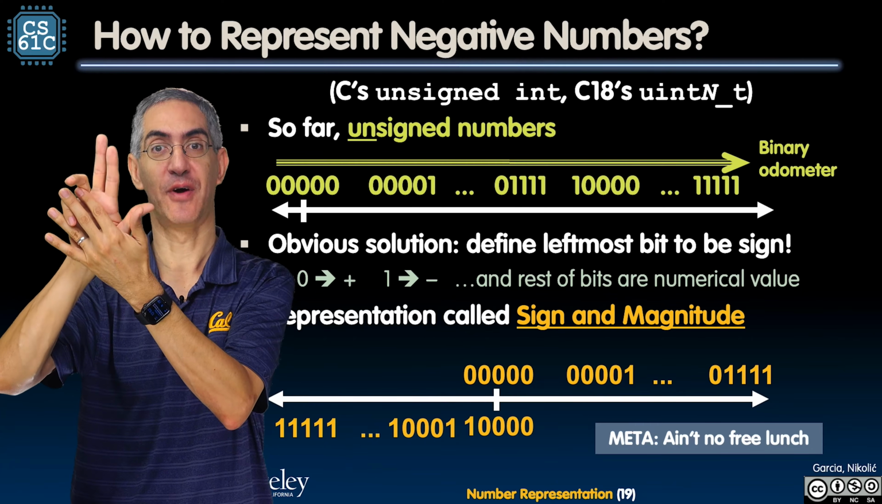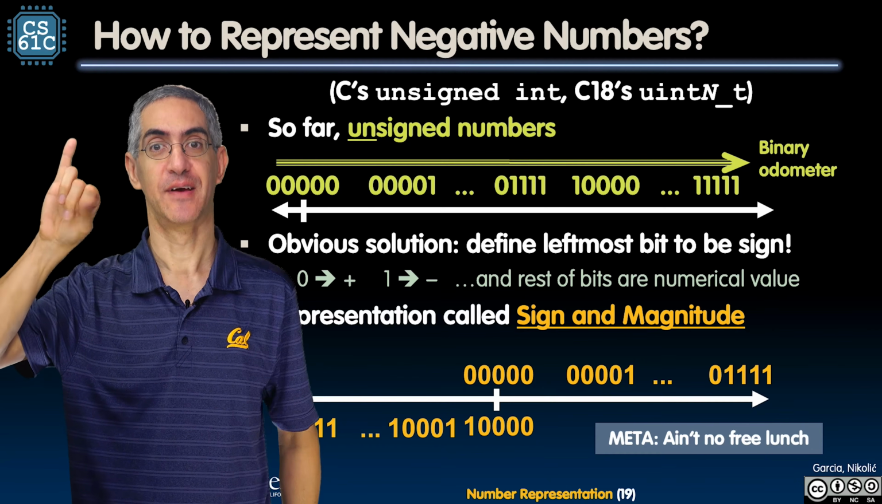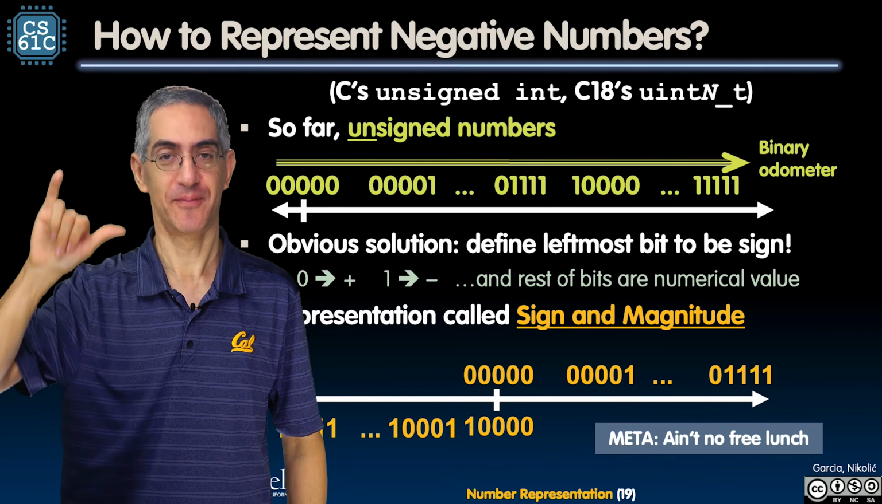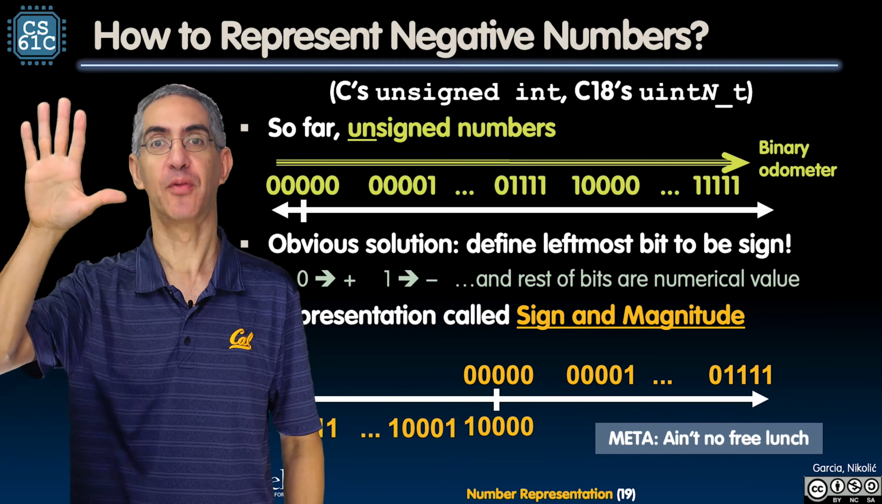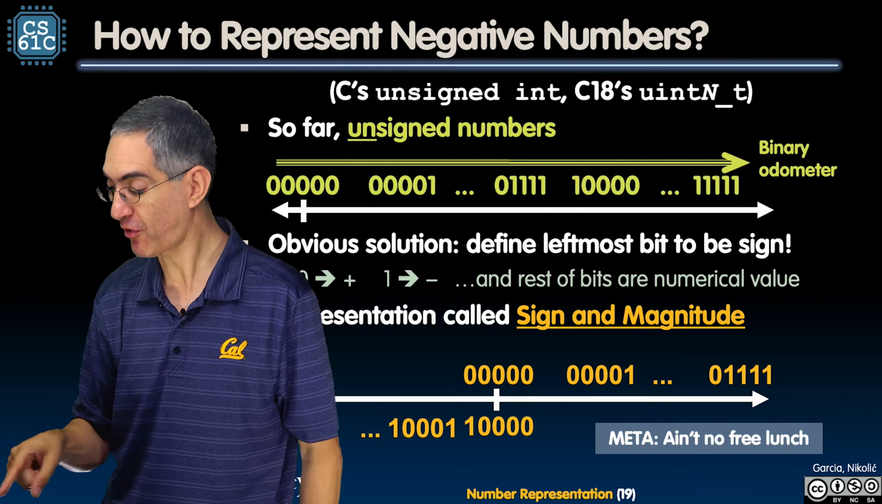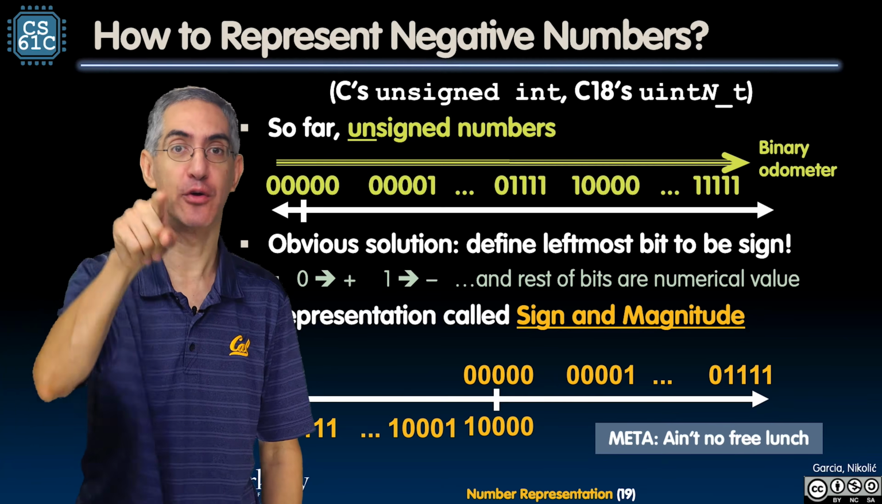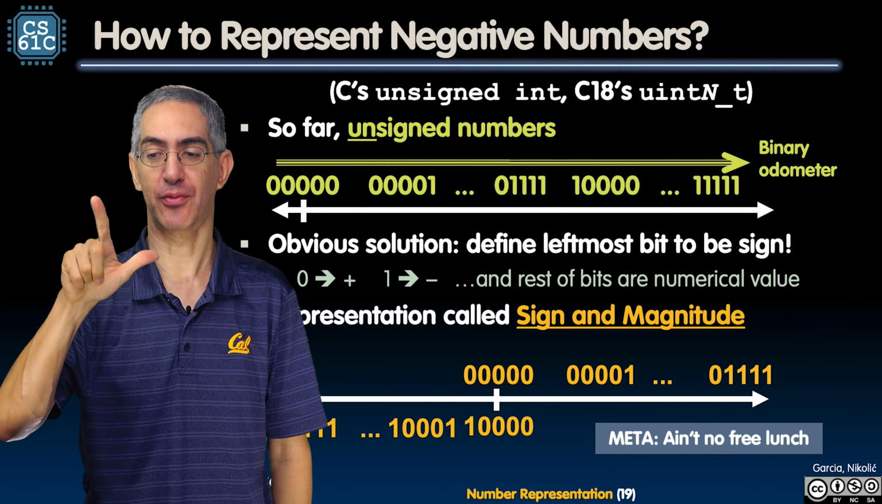15, cool, right? 16, 17, okay? Etc., etc., etc., 31. Isn't that neat? So what you just saw in this binary odometer, you can do with your hand, and I encourage you to memorize how to do that. 0, 1, 2, 3. That's pretty cool.